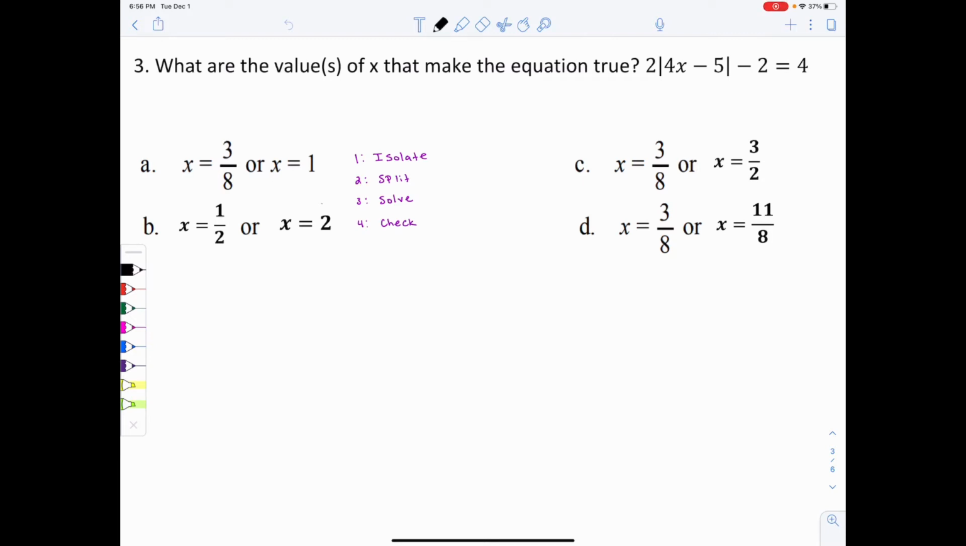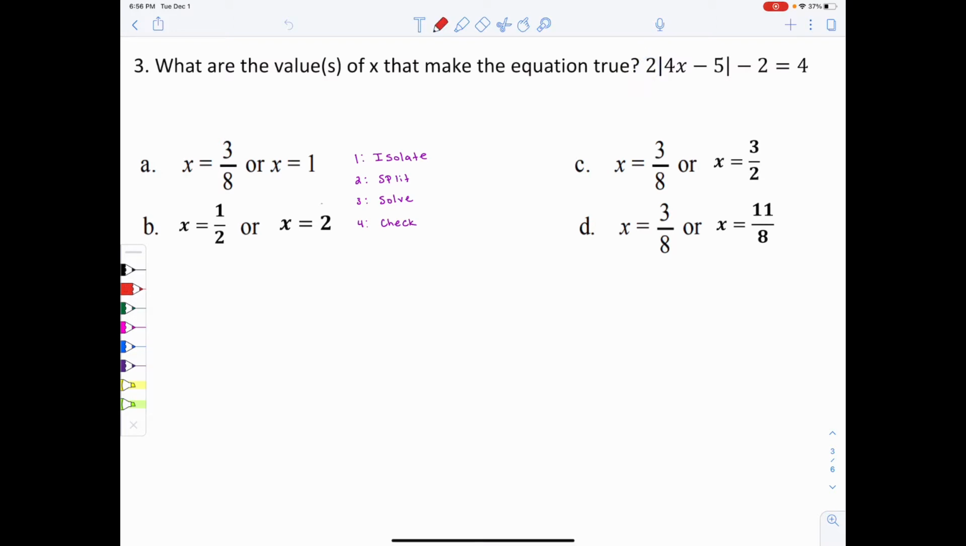Okay, so on this number 3, I'm looking for the value or values of x that make the equation true. In other words, solve for x, right? So first thing, since this is an absolute value function, I need to make sure that this is isolated, right? So nothing should be outside of the absolute value bars on this side of the equals, right? So that means I'm gonna get rid of the -2 and this 2 that's being multiplied.